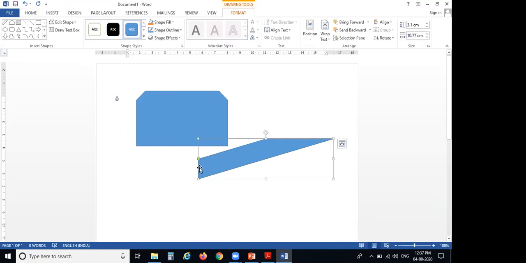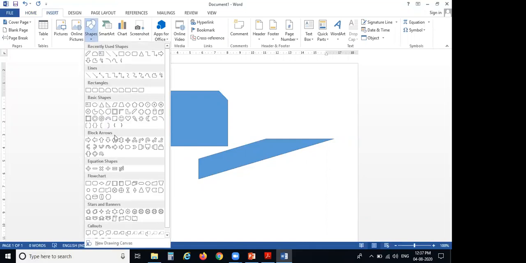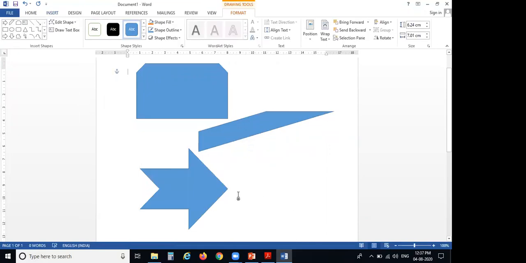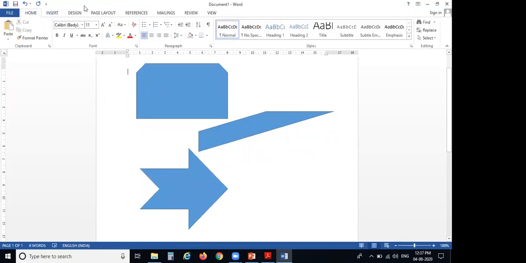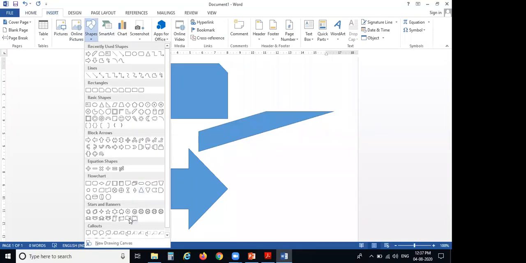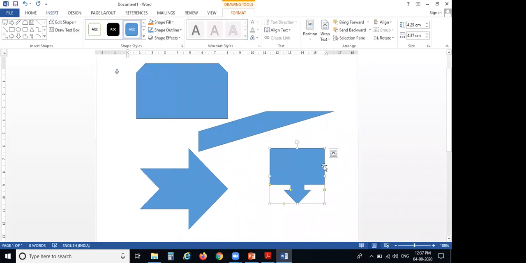That means this line and this line are connected. This line and this line are connected. That means it contains only the two coordinates x and y. By using those coordinates, it creates the shape. Suppose I want to insert another shape, just like this shape. This shape also comes under polygonal shapes. Suppose I want to insert this shape, then this shape also comes under polygonal shapes.